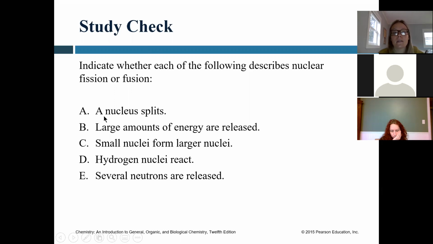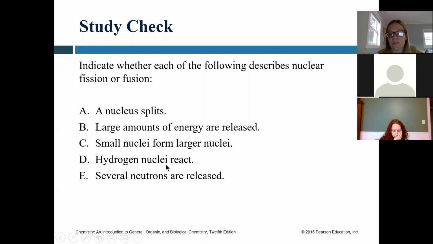So a nucleus splits. That is going to be fission. Right? Large amounts of energy are released. I mean, fission and fusion both produce a large amount of energy. Fusion can produce more energy, but that could be both. Small nuclei form larger nuclei. That's where we smoosh them together. That can really currently now only happen in a star. So that would be our fusion, or in a very specific lab setting.